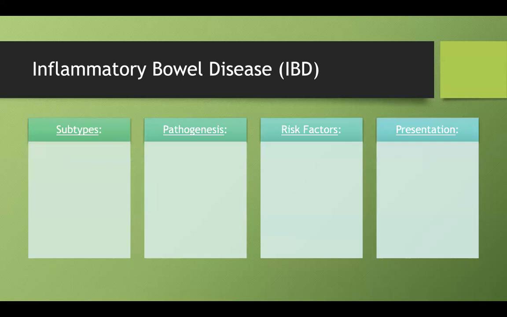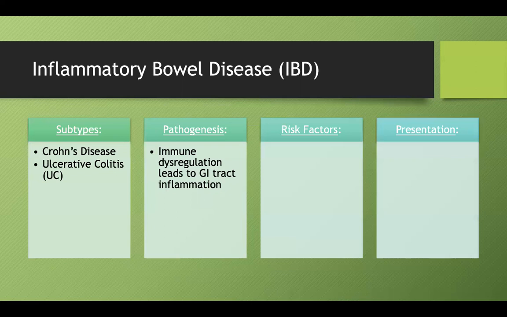And for this part, I'm going to talk about some of the similarities between Crohn's and UC. So if you haven't already inferred that from what I'm saying, there are two subtypes of IBD, Crohn's and UC. What happens in both of these diseases is that you have some sort of autoimmune dysregulation that causes inflammation of your GI tract.